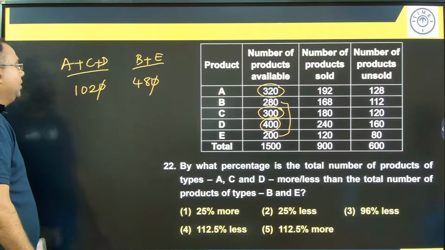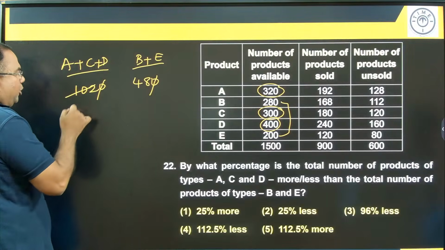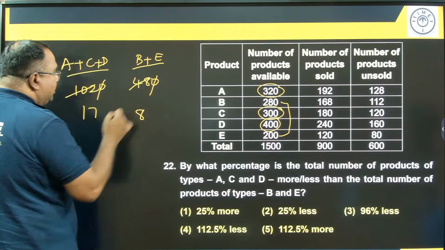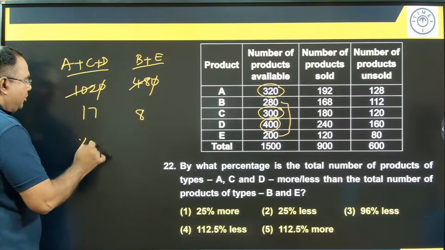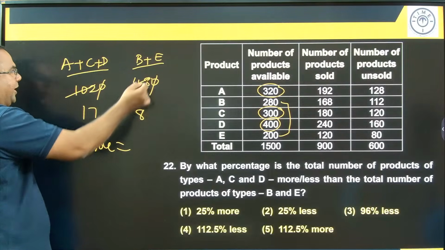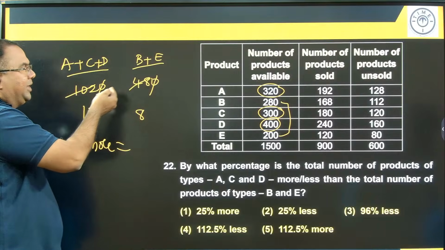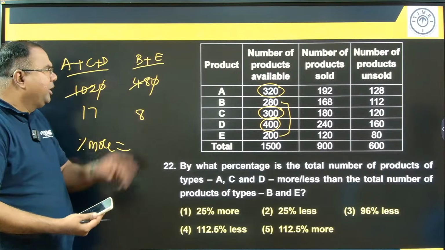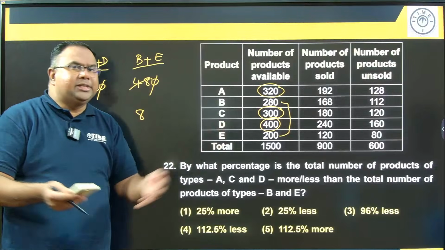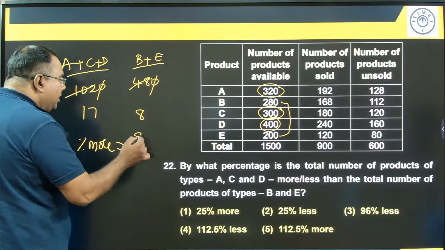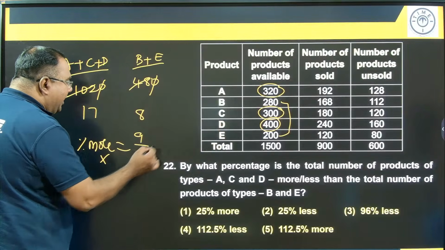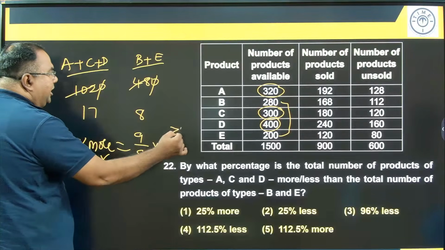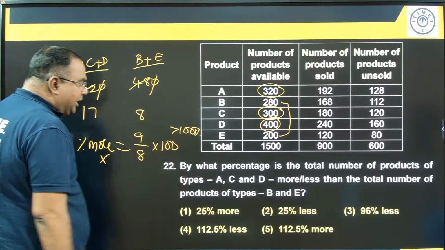Okay. I can remove the common factor 6: 17 sixes, 8 sixes. So clearly this is a percentage more. I'm removing the common factor, the zeros cancel. See, why do you want to calculate 1020 minus 480? Why do you want to calculate with such big numbers? You remove the common factor and calculate, you are going to get the same answer. The difference is 9 minus 8, over 8, into 100. 9 by 8, so definitely the numerator is more than the denominator. My answer has to be more than 100%.